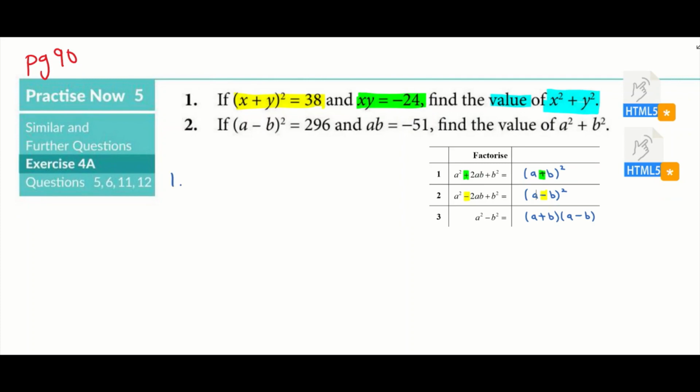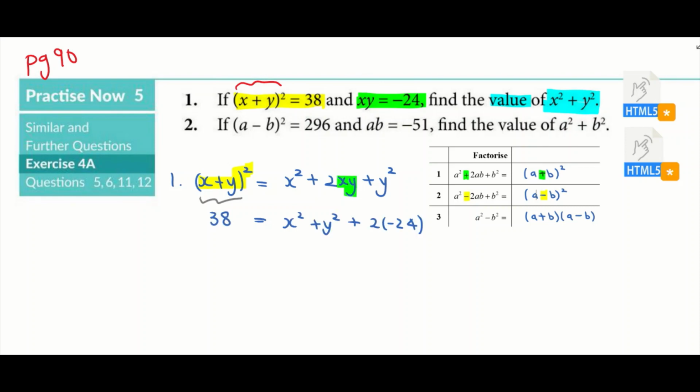And for question 1, we have already spotted one identity here, x plus y whole thing squared. So I'm going to write down the identity and see what we can do with it. I have rewritten the first identity, and I know my x plus y whole thing squared is 38, and my xy is negative 24. So I will substitute all my known values and later find my x squared plus y squared. So my x squared plus y squared is simply 38 minus 2 times negative 24.